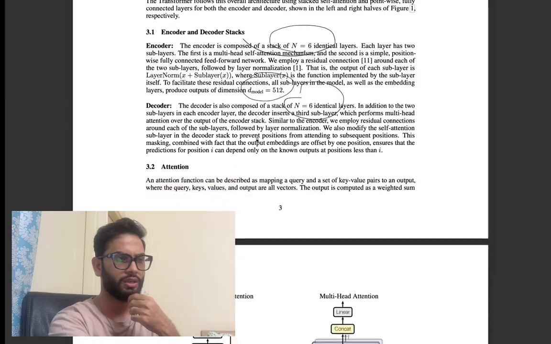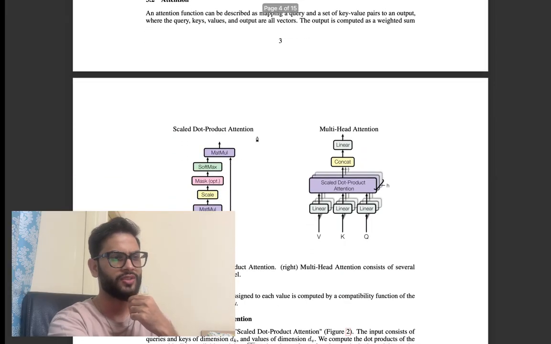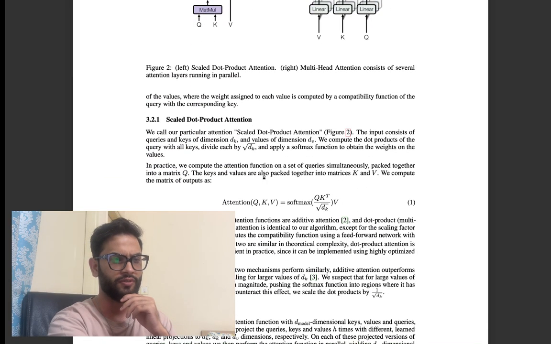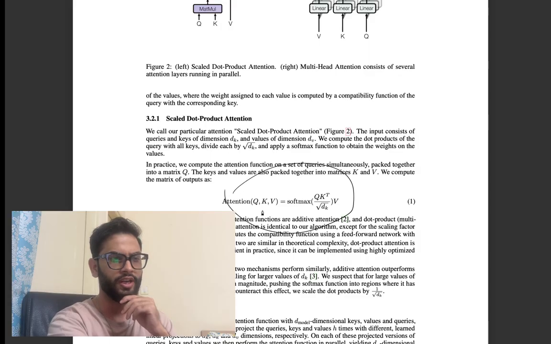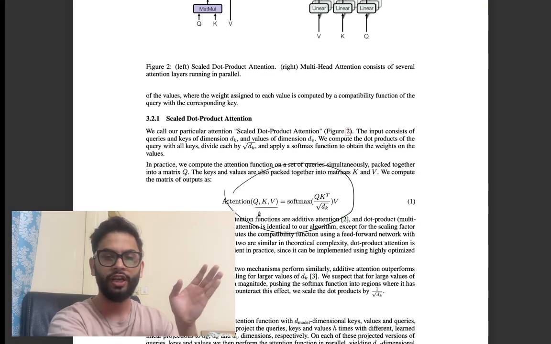That's pretty much it. Attention: they're using scaled dot product attention. This is the formula of attention. What are Q, K, and V? Q, K, and V are query, key, and value vectors, which exist for every token.